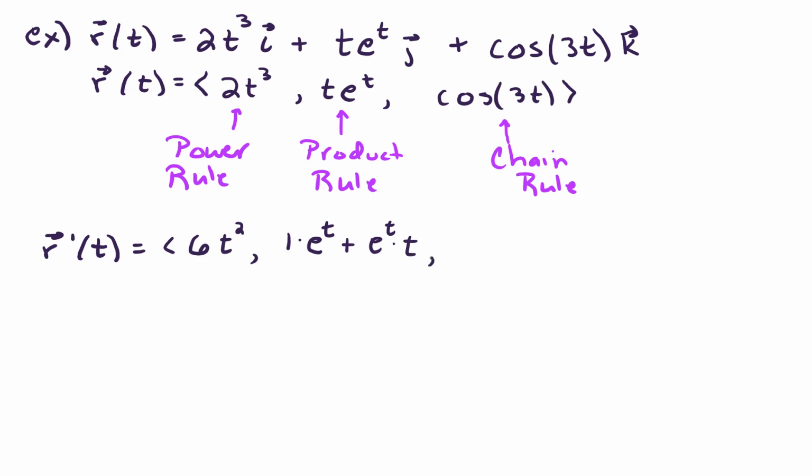Third component, we need to use chain rule here. So the derivative of cosine is negative sine 3t. And then doing the derivative of our inner little function, the derivative of 3t is 3. Now we might be tempted to write that 3 on the back end there, but it's probably clearer if we write the 3 before our trig function. So I'll write this as negative 3 sine 3t.